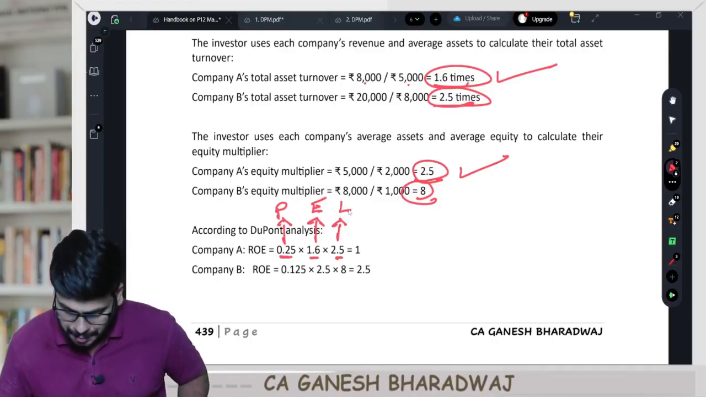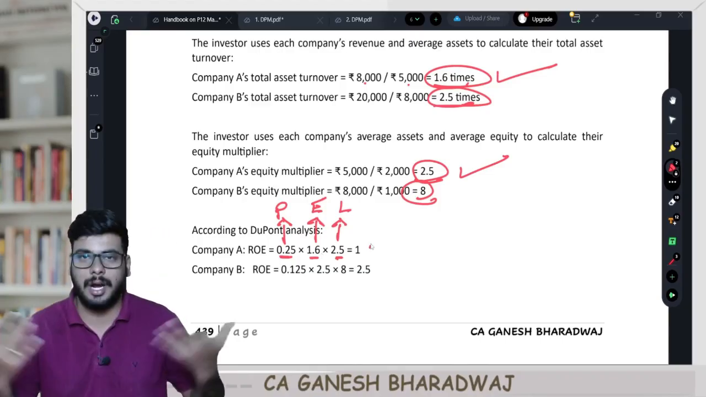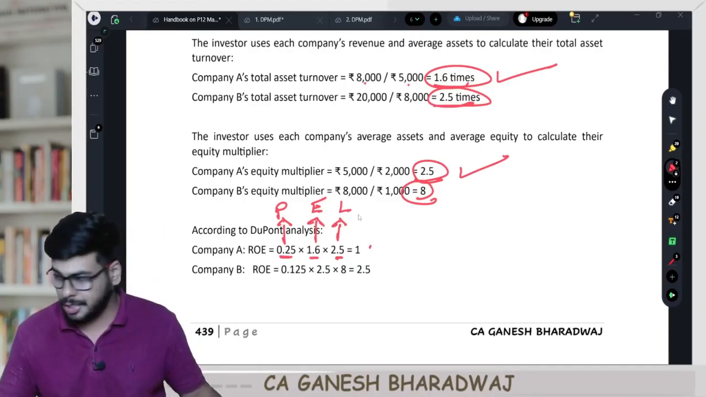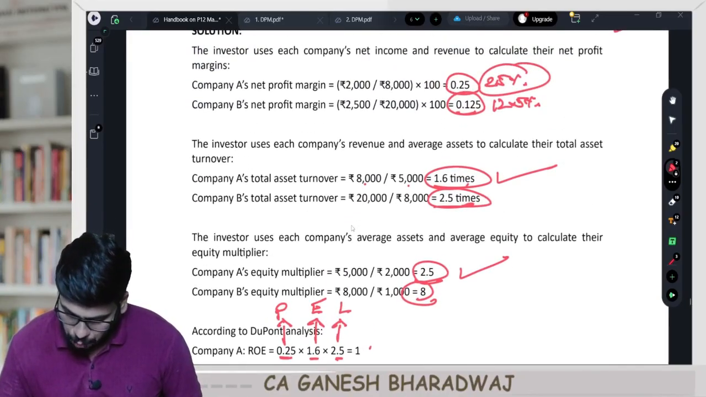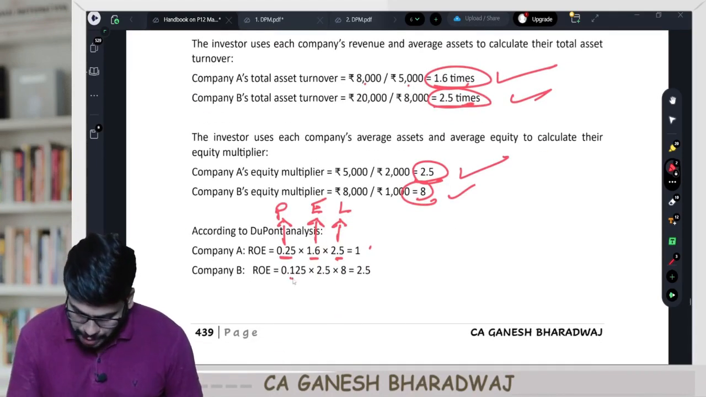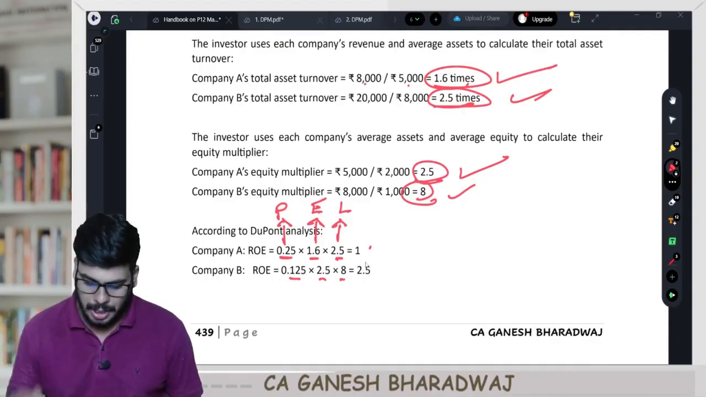Now look at company B. This is how you multiply this. So 0.25 into 1.6 into 2.5, you get exactly 100%. This is the breakup of return on equity. Correct, guys? Next, here for company B, what do you get? 0.125 into 2.5 into 8. You get how much? 2.5, or in other words, in terms of percentage, it's going to be 250%. Are you clear with this?